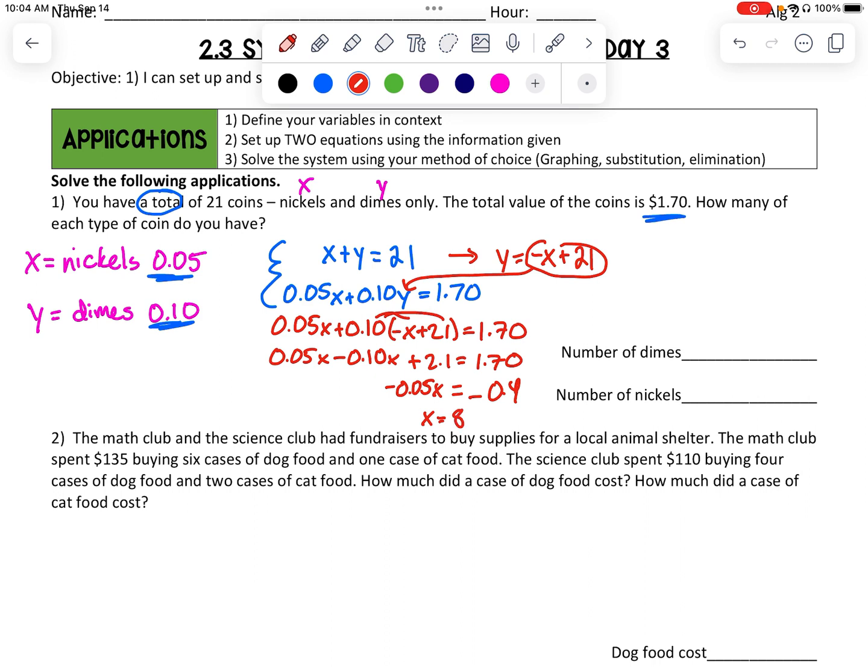Isn't it cool how decimals work? So the number of x, so nickels, is 8. Then for the number of dimes, we would plug this back in to one of our original equations. So it would be 8 plus y equals 21. If we subtract 8 over, we get 13 dimes.